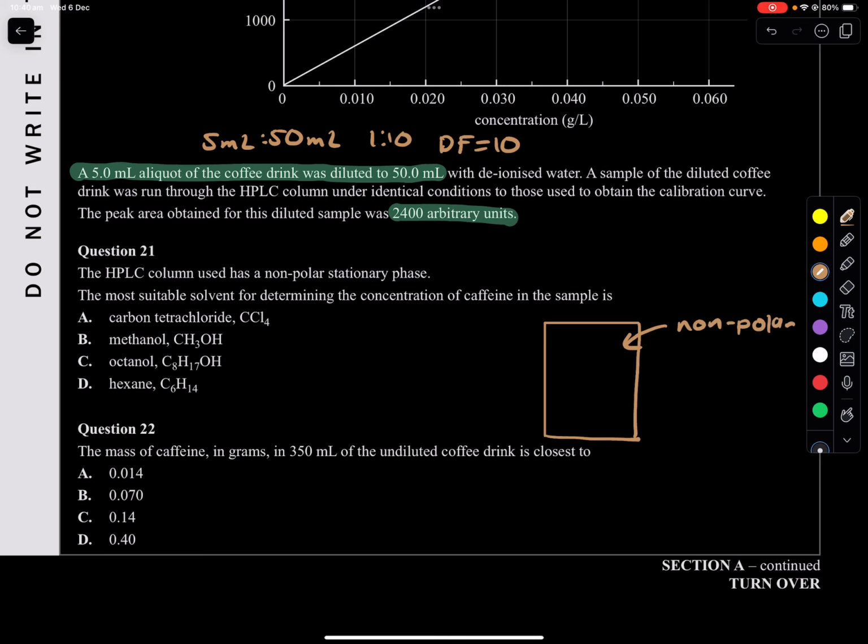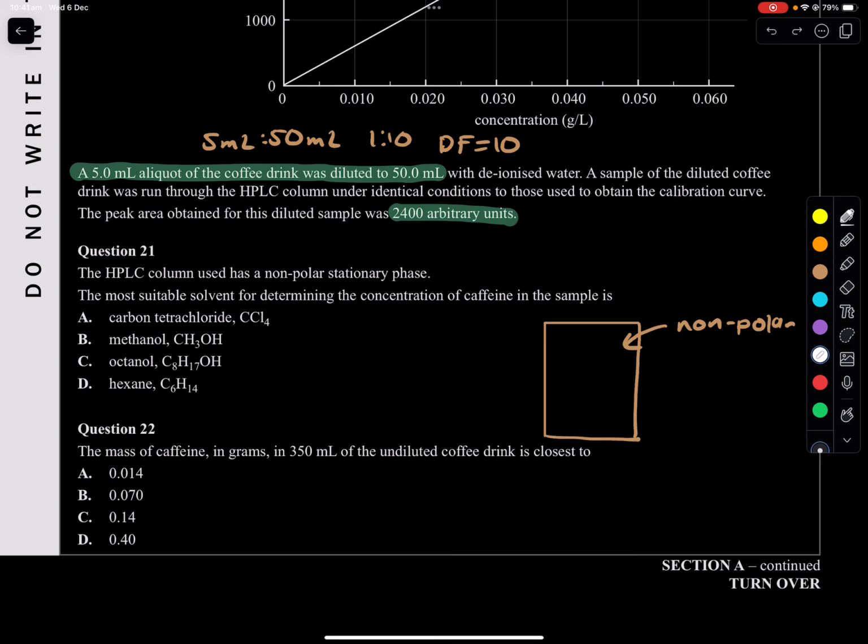So if our stationary phase is non-polar, our mobile phase has to be polar. Because for example, if our mobile phase is non-polar, it's going to get stuck. Remember, non-polar likes non-polar. So it'll get stuck into our stationary phase. So we want them to not be kind of stuck together. So it's very important that our mobile phase has to be polar. So the most suitable solvent for determining the concentration of caffeine in this sample is what? So it's pretty much telling us what is our mobile phase. What chemical should we use for our mobile phase?